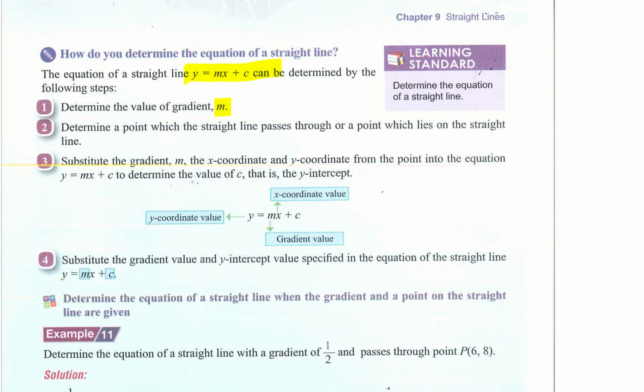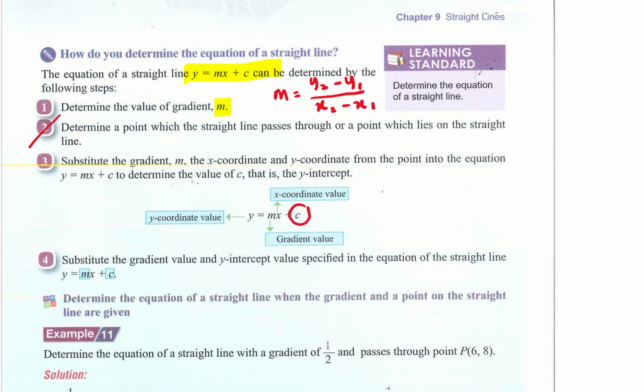Note that we have learned the gradient m is equal to y2 minus y1 over x2 minus x1. Please do a revision about gradient. Next, determine a point which the straight line passes through, or a point which lies on the straight line. Number 3, after you find the gradient, substitute m and the x, y coordinates in order to find c.